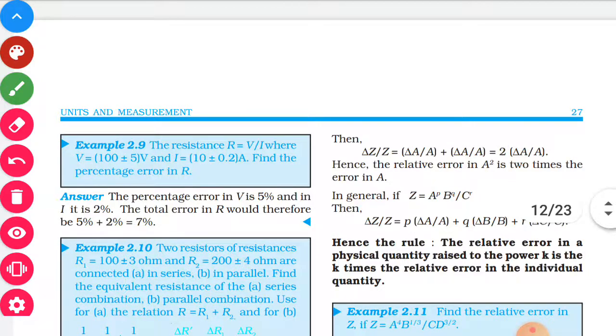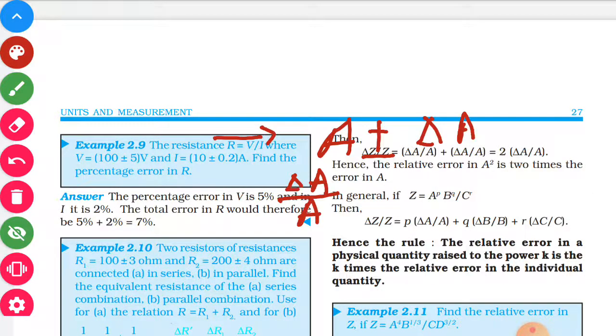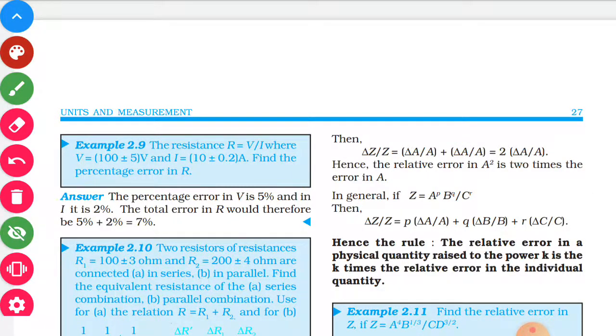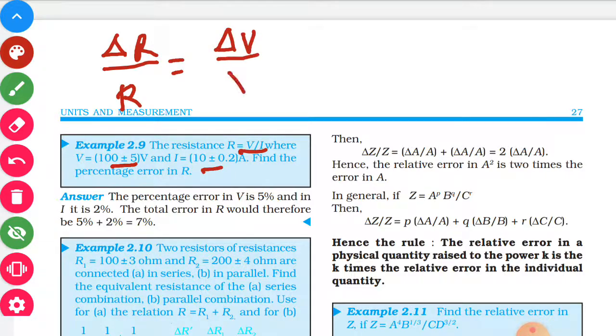Okay, the quantity is resistance. Resistance is given by, as you know, R is equal to V upon I. That formula is given to you. Voltage is measured as 100 plus or minus 5 volt. Current is 10 plus or minus 0.2 ampere. Now first of all, the relative error in R can be written as delta R upon R is equal to delta V upon V plus delta I upon I.